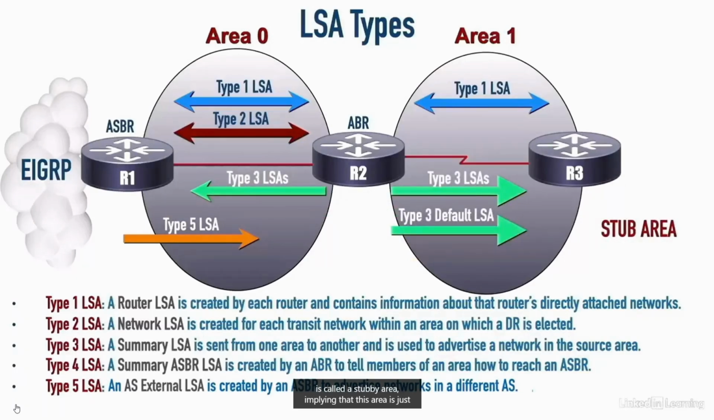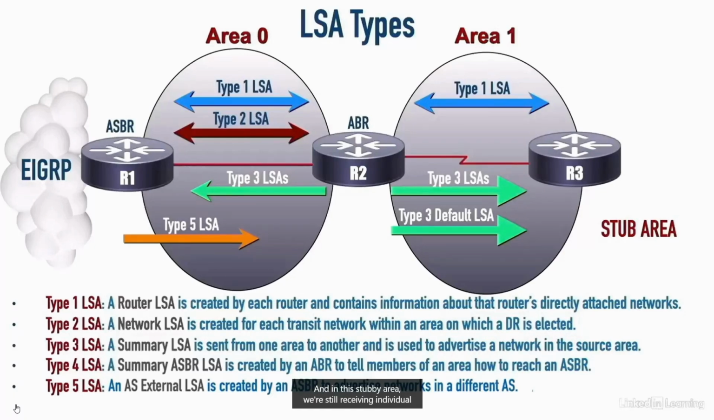And this is called a stub area, implying that this area is just hanging off of the OSPF backbone area, Area 0. It's not connecting us to any other areas. It's not connecting us to any other autonomous systems. It's just kind of hanging off on the edge. It doesn't get us anywhere else.